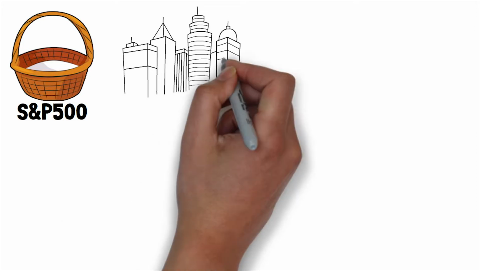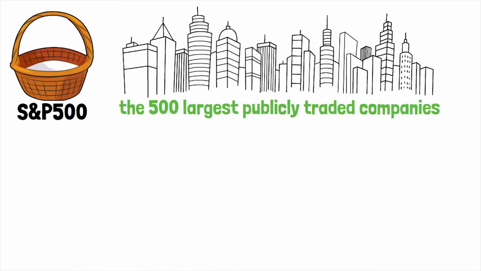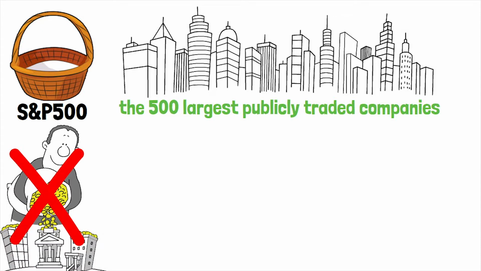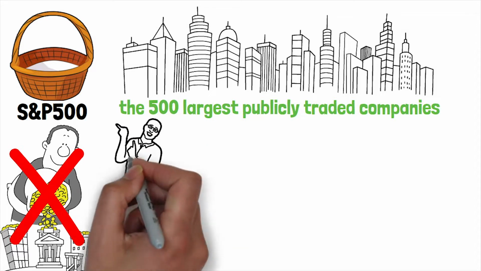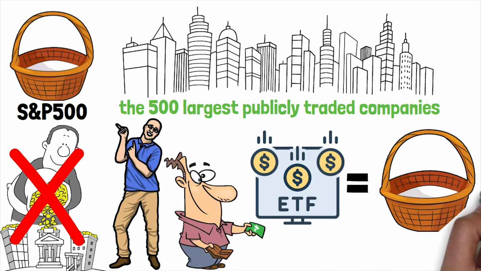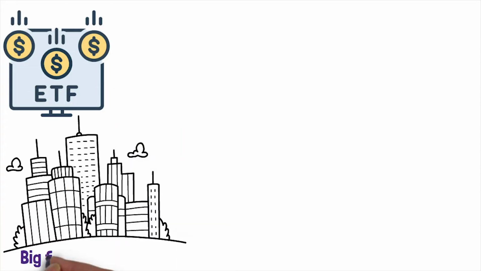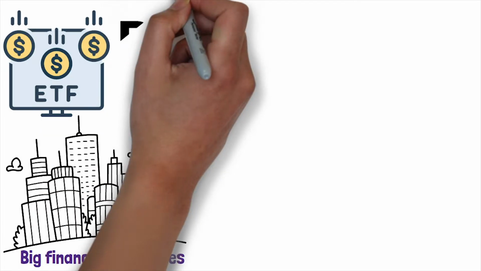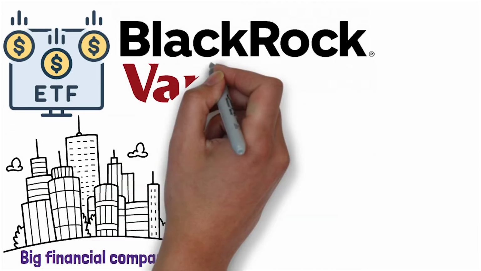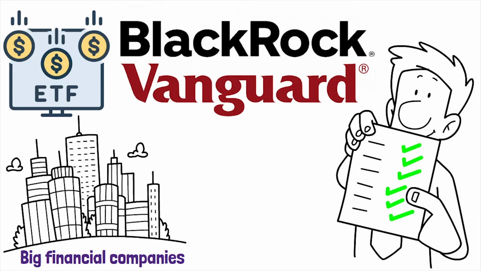For example, the S&P 500 index just tracks the performance of the 500 largest publicly traded companies, but we cannot invest in the index directly. If we want to have exposure to the S&P 500 index, we must buy an ETF which mimics the performance of the index. ETFs are established by big financial companies, the biggest of which are two, BlackRock and Vanguard. They have the largest ETF options in the markets.